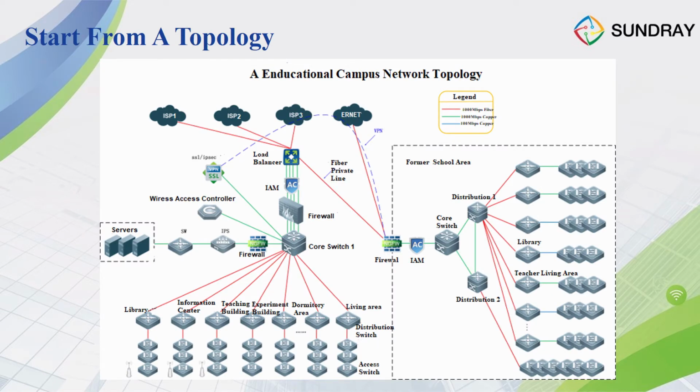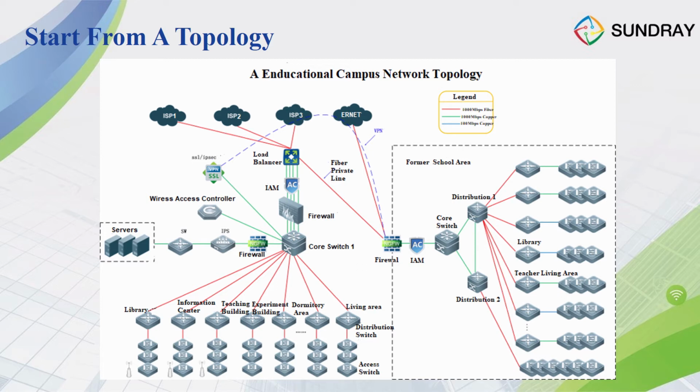We start from the topology. This topology is for an educational campus network. Lots of universities and high schools have a similar network. We just have a little analysis for this network. This network is not highly reliable because in this new campus it only has one core switch, and the core switch only has one link to each distribution switch. You can see the distribution switch here has only one link. So if this link is down, this whole building will lose its network connection.